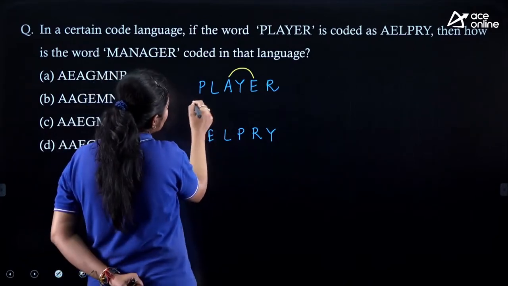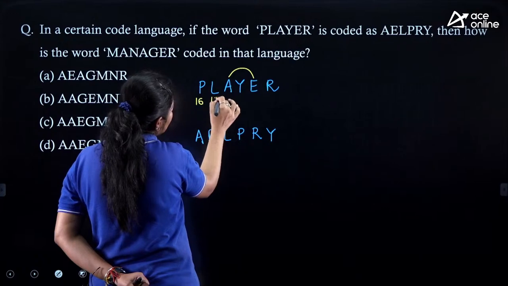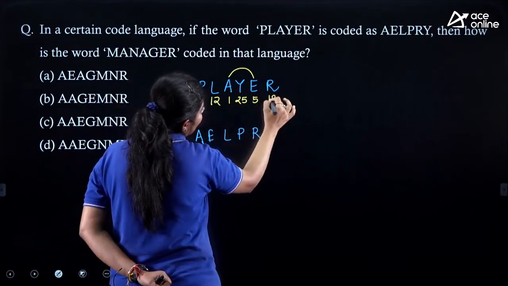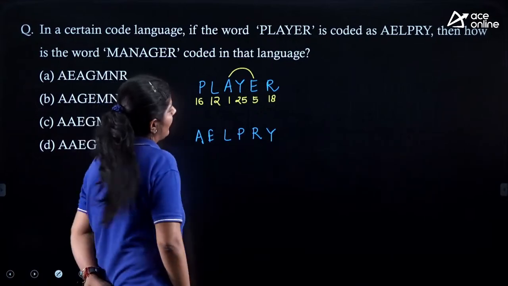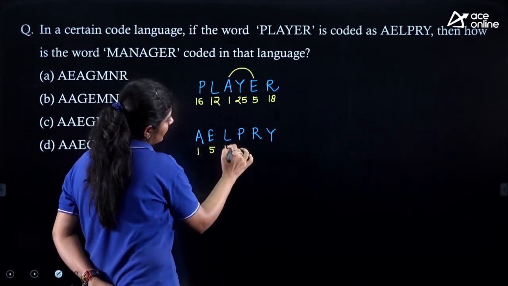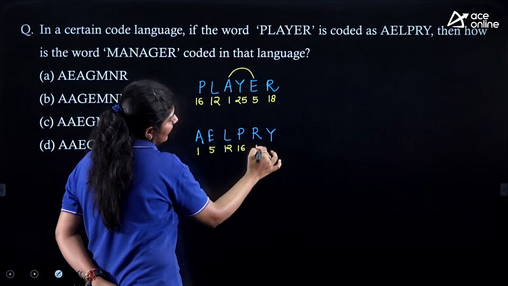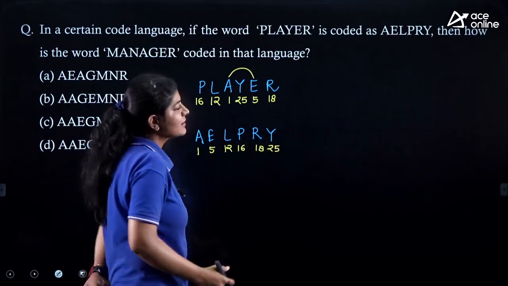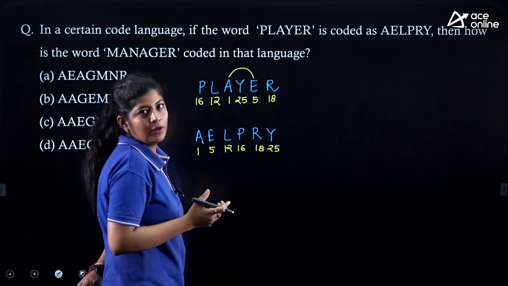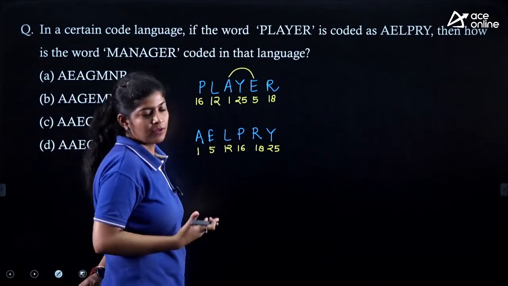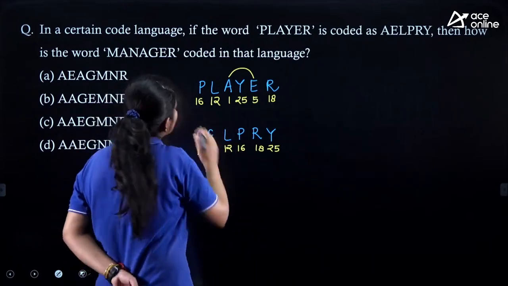If we talk about the associated numbers, it is nothing but 16, 12, 1, 25, 5 and 18, right? These are the actual associated numbers. Now, if you check these, we got 1, 5, 12, 16, 18 and 25. So, we can say that either we just arrange them in alphabetical order, or we arrange the numbers in ascending order. Now we need to apply the same logic with the word manager.